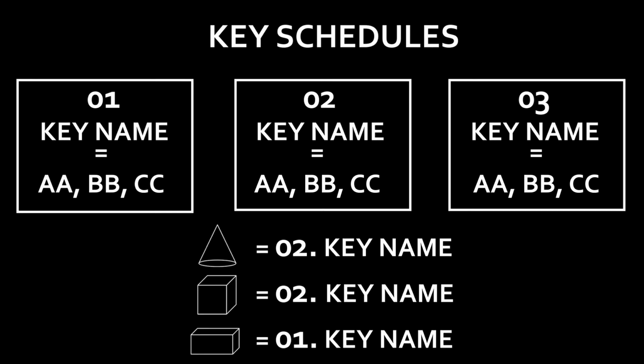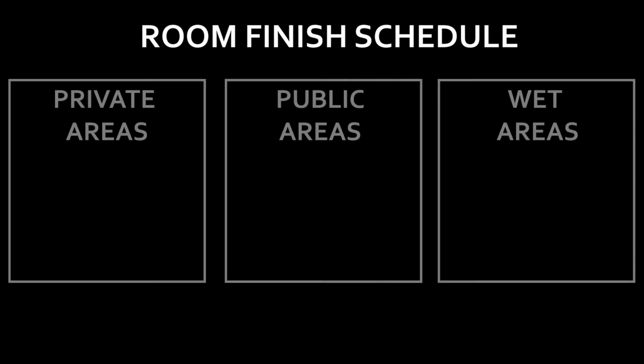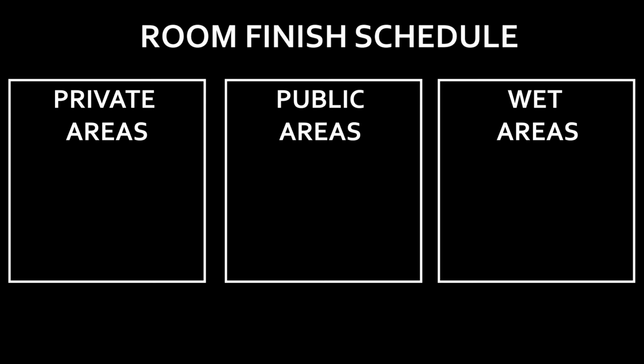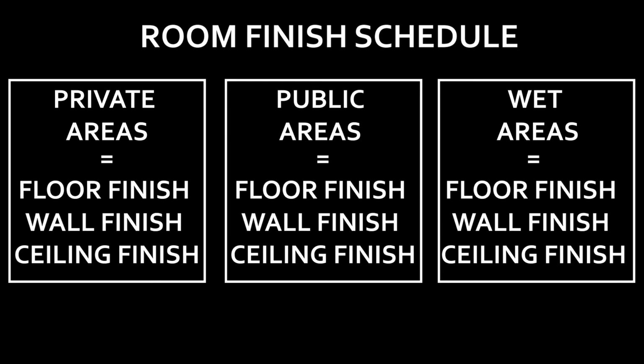key name. Now, in our example, which is the room finish schedule, we will create key names for the spaces in the project, such as private areas, public areas, and wet areas. However, under each name, we will put the floor finish, wall finish, and ceiling finish.